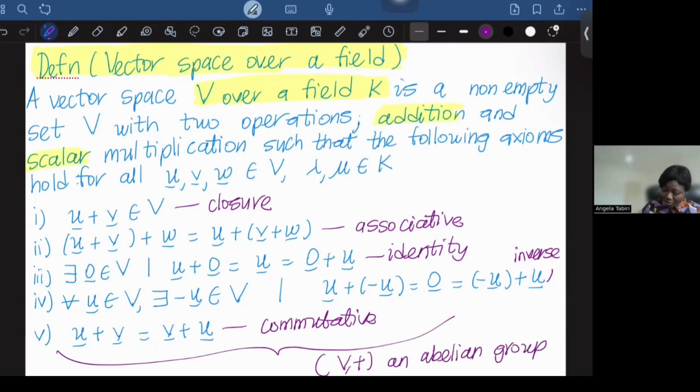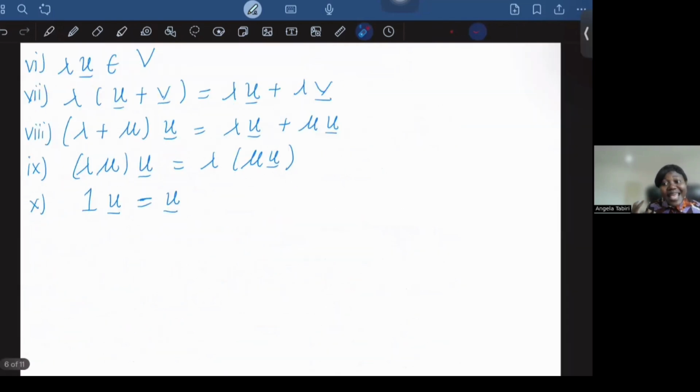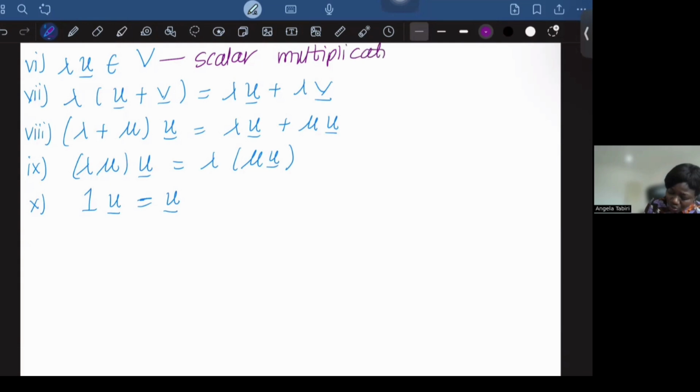But those are not all the axioms. We want to scale vectors, right? So if you have lambda in your field and you multiply it by your vector U, you want scalar multiplication. And also, we've seen that there are two operations now. You want the operation of addition and the operation of scalar multiplication to interact very nicely. So if you add before you scale, you want it to be the same as scaling before adding. And we call this the distributive property. So you want the distributive property to hold.